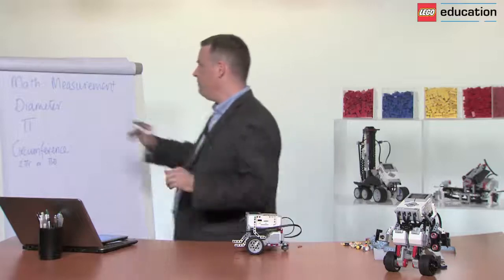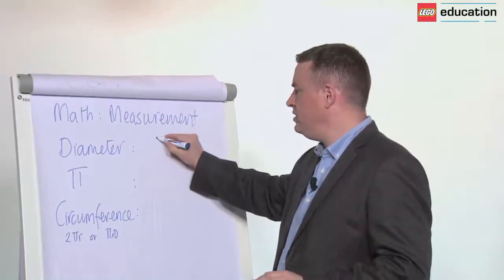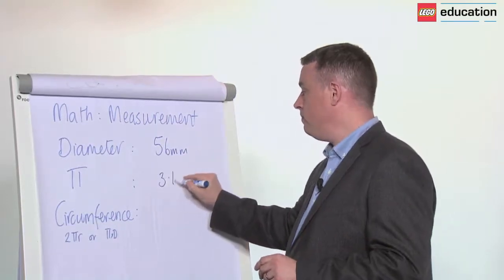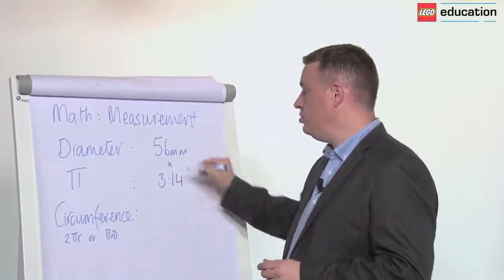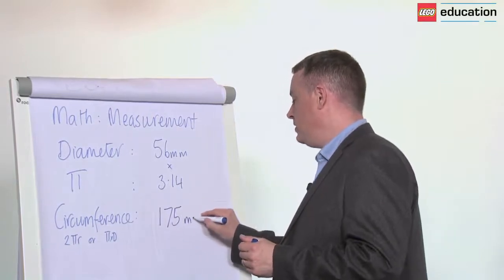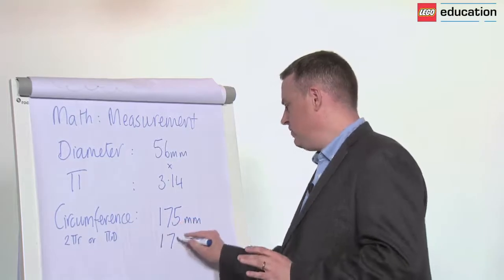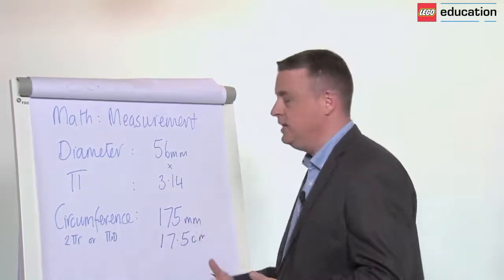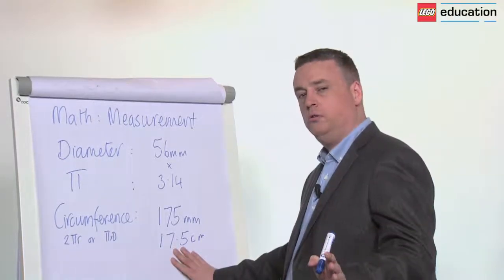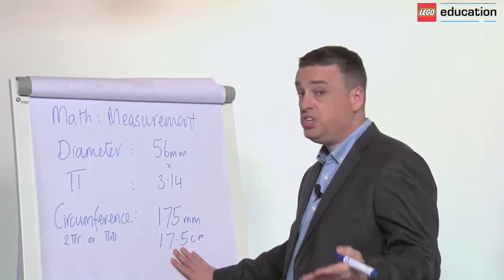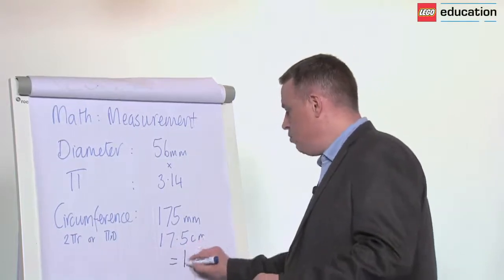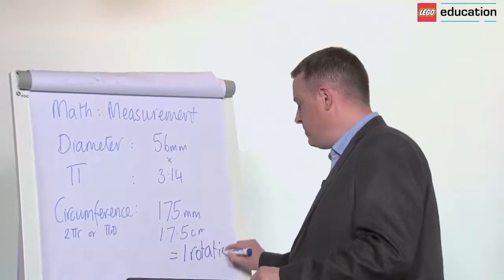So over here, I know that the diameter is 56 millimeters. I know pi is 3.14. If I multiply these two together, I come out with 175 millimeters. I like to actually use 17.5 centimeters. For me, it just makes it easier for me. Okay, so we know that one rotation of the wheel, which is the circumference, is 17.5 centimeters. So that's really important to remember, one rotation. Let's keep that in mind.